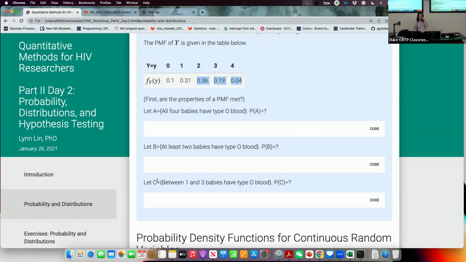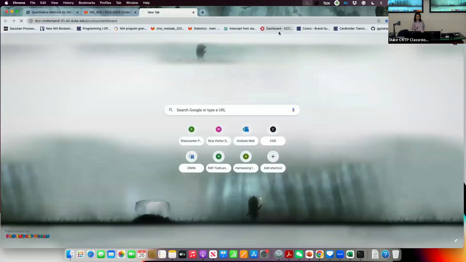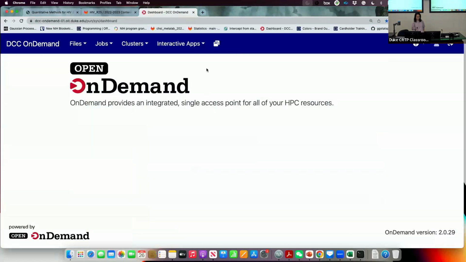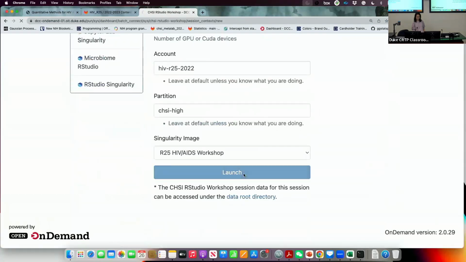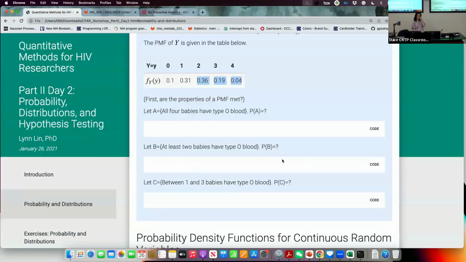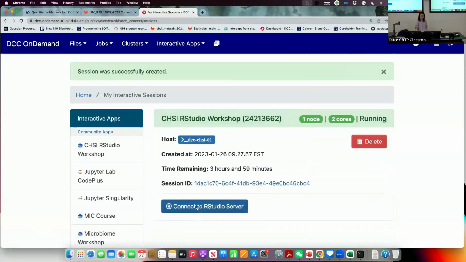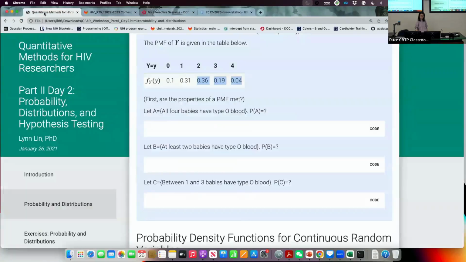Now let's look at the last one. Let C denote the event where between 1 and 3 babies have type O blood. What's the probability that this event will happen? 0.86. How do you get this? Sum the probabilities for Y equals 1, 2, and 3.